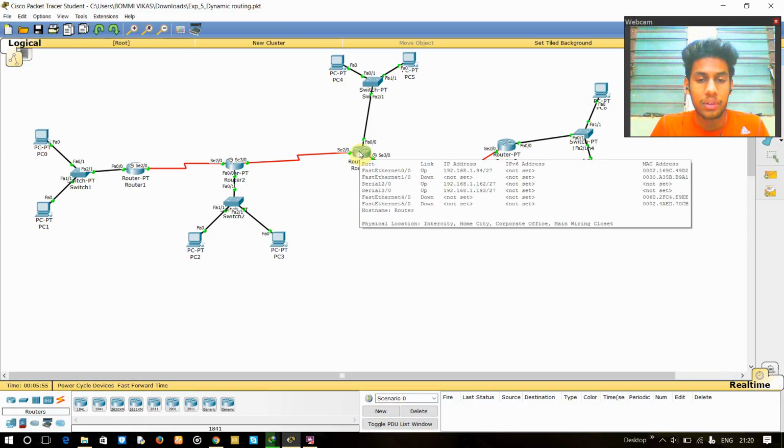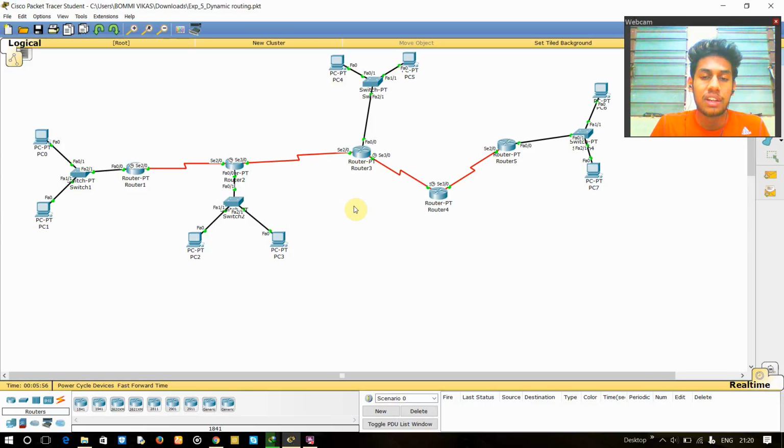The only difference between version 1 and version 2 is that in version 1, when we have entirely different networks of the same class, we use version 1. When we have entirely different networks of different classes, then we need to use version 2. That's the only basic difference between version 1 and version 2.